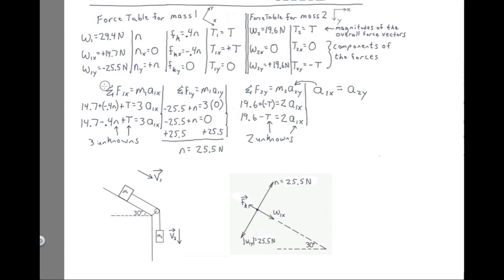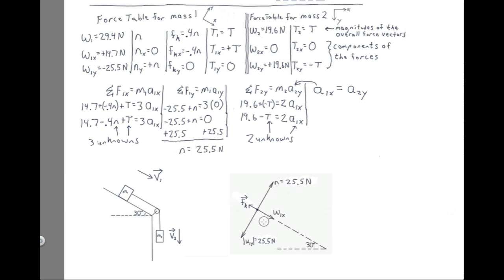We've found that the magnitude of the y component of the weight for object 1 is 25.5 newtons. So it makes good sense that the magnitude of the normal force is equal to the magnitude of the y component of the weight for object 1, because the normal force has to cancel the y component of the weight for object 1 in order to prevent the object from beginning to be dragged through the surface of the incline.